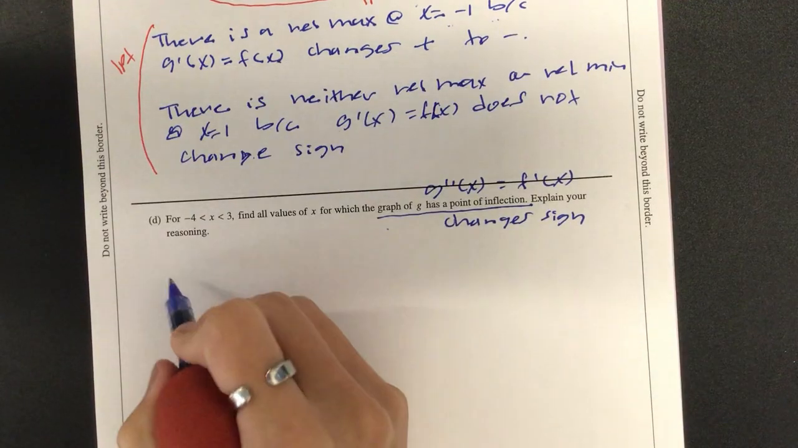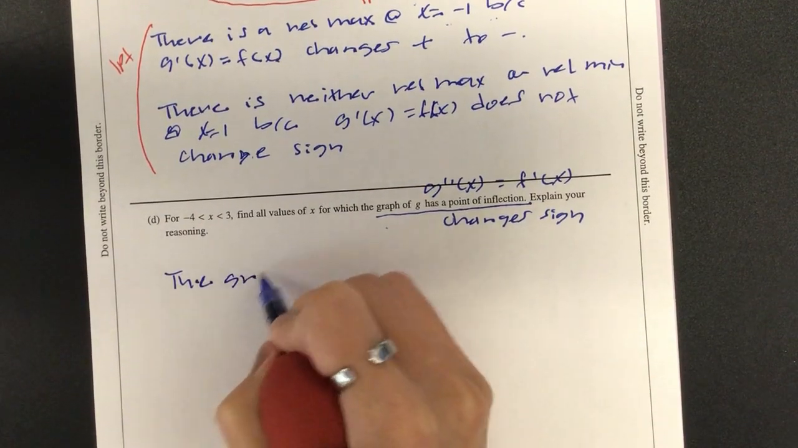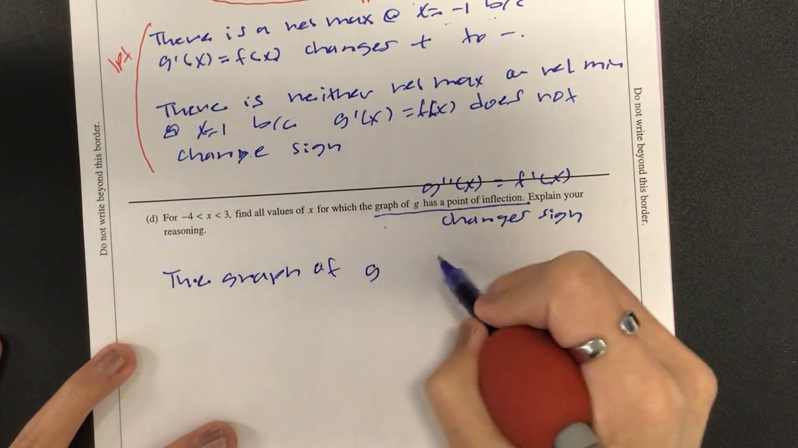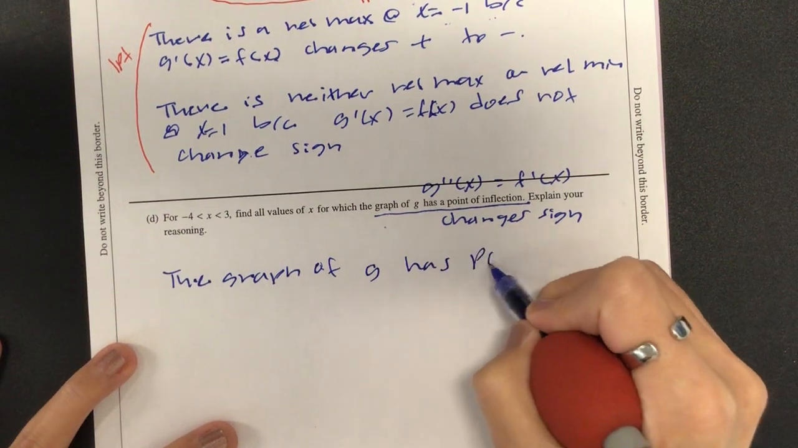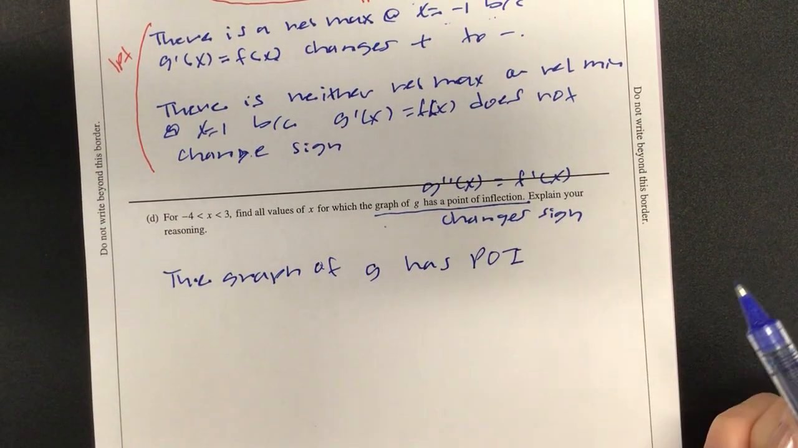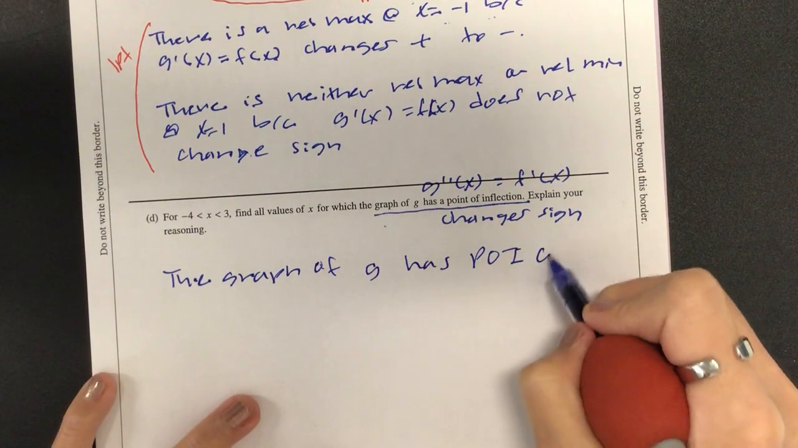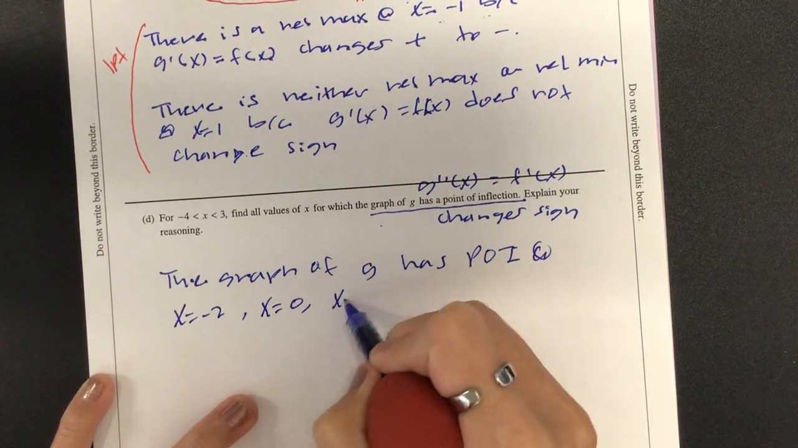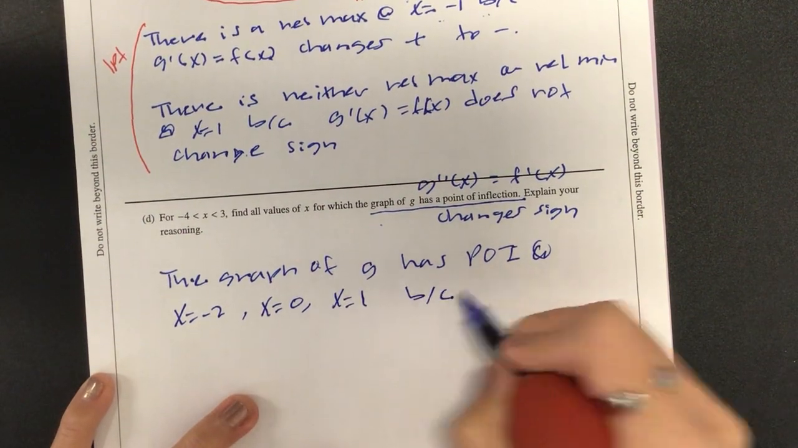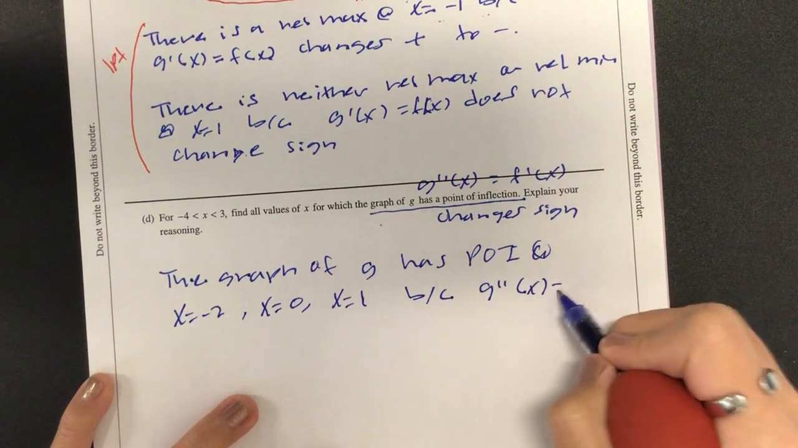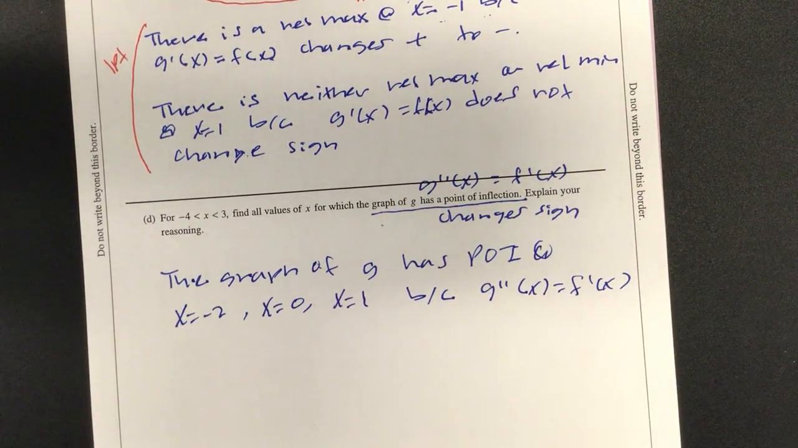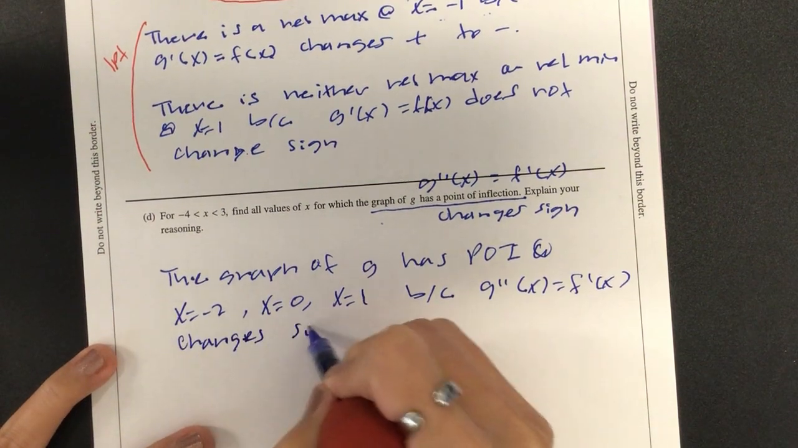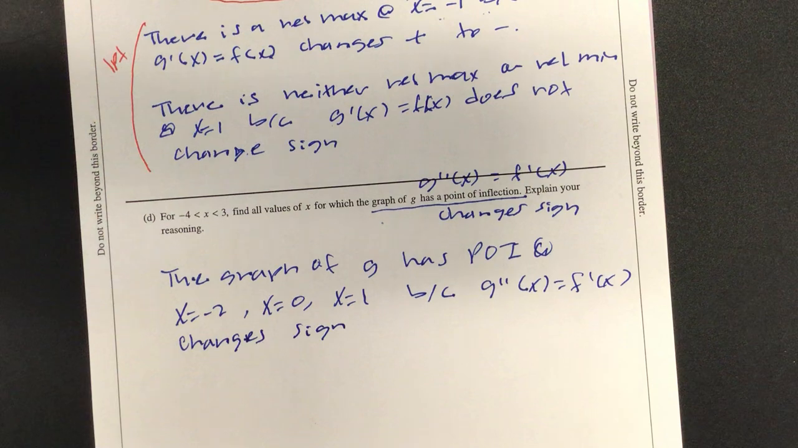So in that order, let's write out the graph. Everybody's writing with me. Of g has, I'm going to write POI. It's a common variable, what's the word? Acronym. At x equals -2, x equals 0, and x equals 1 because, and we're going to use that little notation, g of x, which is f prime of x, is changing what? Change of sign. Positive to negative or negative to positive.